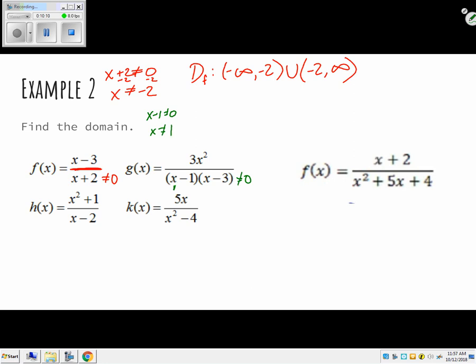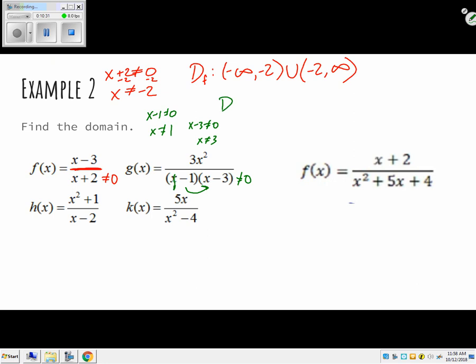If I plug in a 1 for this x right here, it makes the whole bottom go to 0, because 1 minus 1 is 0, and then 0 times anything would give me 0. But also on top of that, x minus 3 cannot equal 0. So x cannot equal 3 if I add 3 to both sides.